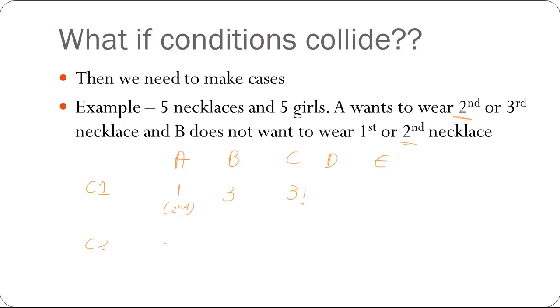When A chose to wear the third necklace. So one way, A chose to wear the third necklace, right? Now B cannot wear the first or second and also the third necklace because A has chosen the third necklace. So now B has got 2 options. B can choose either the fourth necklace or the fifth one, right? 2 options. And again, same thing. 2 necklaces are given to A and B. 3 necklaces left. C, D, E, 3 girls left. So 3 factorial ways. And a multiplication sign will come in both the cases.